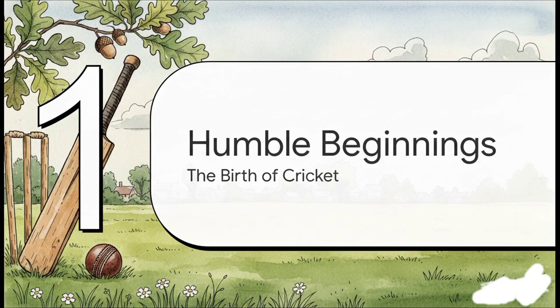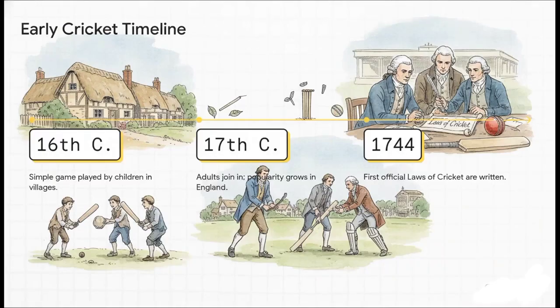Section 1. Humble beginnings in England. The birth of cricket. The historical record places cricket's origin in England during the 16th century. Now, it didn't begin as a formal athletic endeavor. It was just a rudimentary game played by children in rural villages, using entirely handmade bats. But by the 17th century, adults had co-opted the game, and it started spreading across southern England.